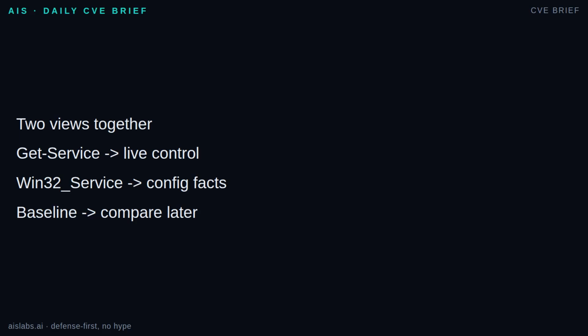My opinionated pattern is simple. Every morning, look for automatic services that are not running. Every week, compare service configuration against a known baseline. That catches broken reboots, mystery service accounts, and unquoted paths before someone else finds them.